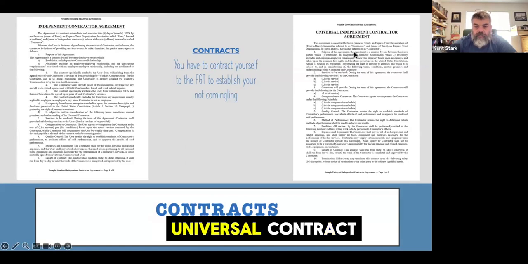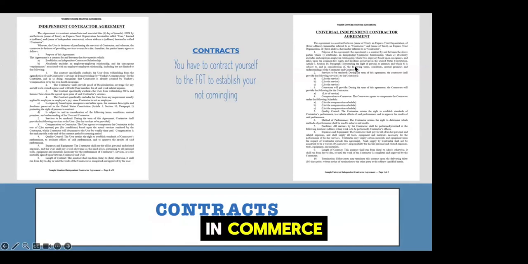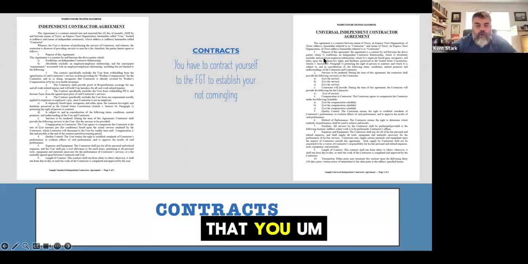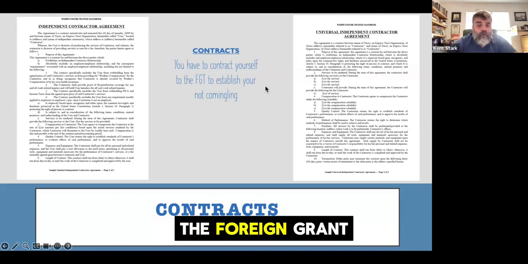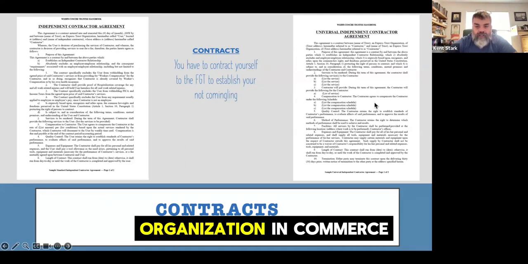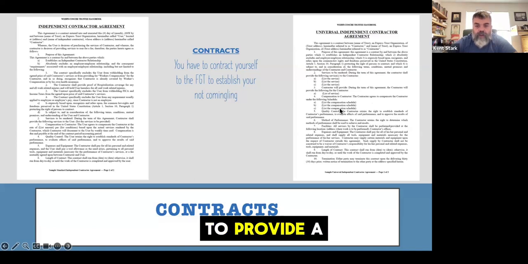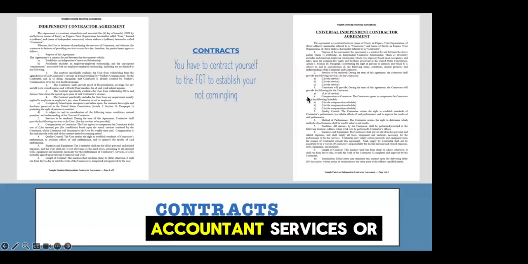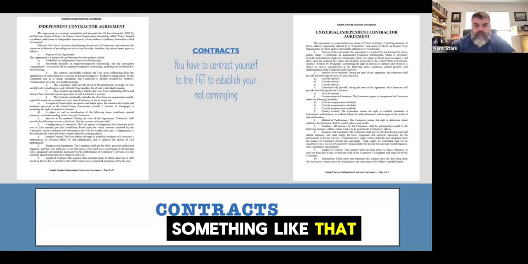This is a universal contract. This is what you would do in commerce. So let's say that the foreign grantor trust wanted to hire an attorney for a specific reason. This is what the trust would do to hire an organization in commerce to provide a service, like an accountant's services or something like that.